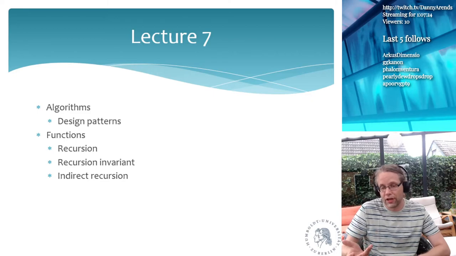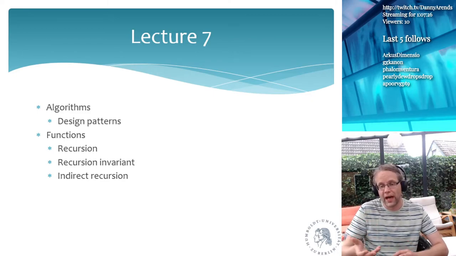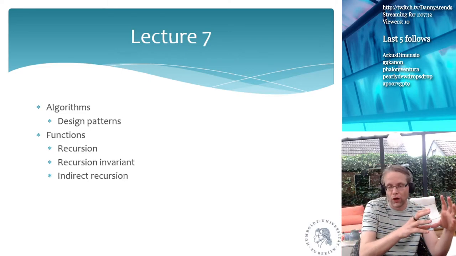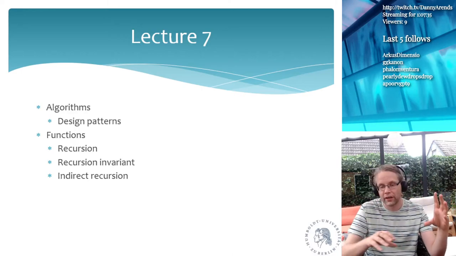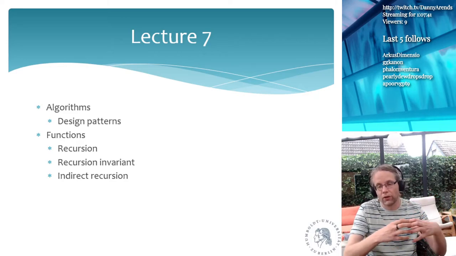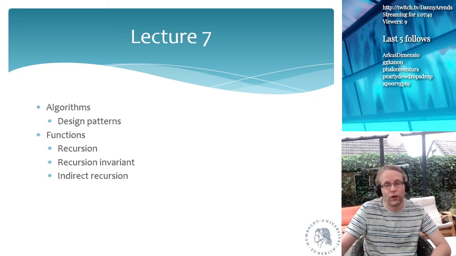Indirect recursion is the same thing as recursion. It's just when you have an intermediate function, right? We have function one calling function two, and function two calls function one again. So it is recursing, right? Because we call the same function again, but there's an indirect step because it doesn't directly call itself, but indirectly. And that's why it's called indirect recursion.